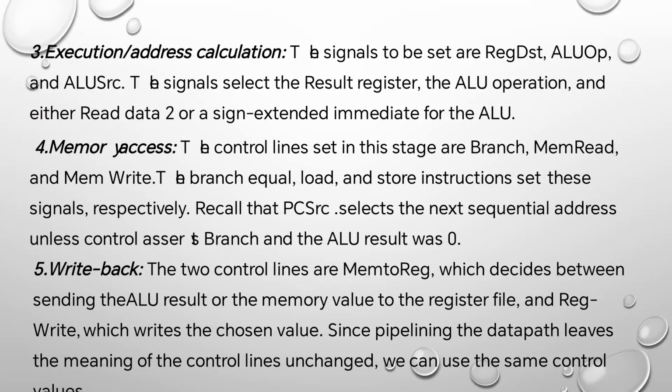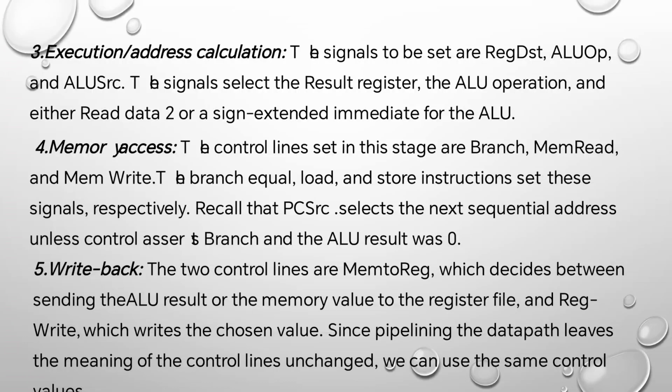The signals to be set are RegDst, ALUOp and ALUSrc. The signals select the result register, the ALU operation, and either the read data 2 or the sign-extended immediate for the ALU. The fourth one is the memory access. The control lines set in this stage are Branch, MemRead and MemWrite. The branch-if-equal, load and store instructions set these signals respectively. Recall that PCSrc selects the next sequential address unless control asserts Branch and the ALU result was 0.